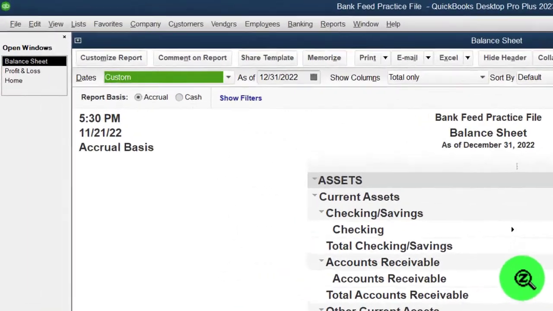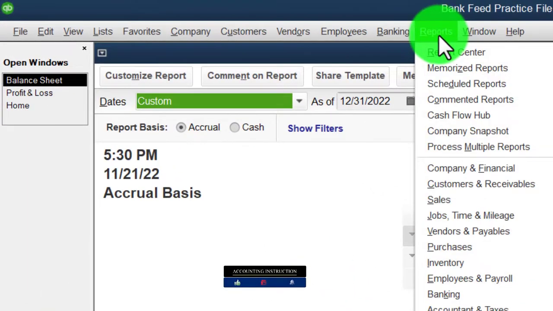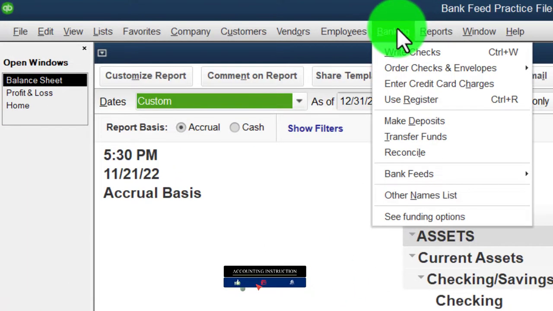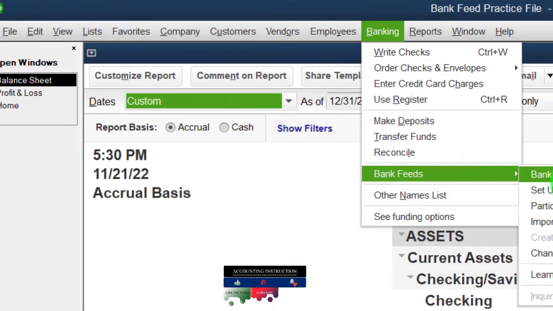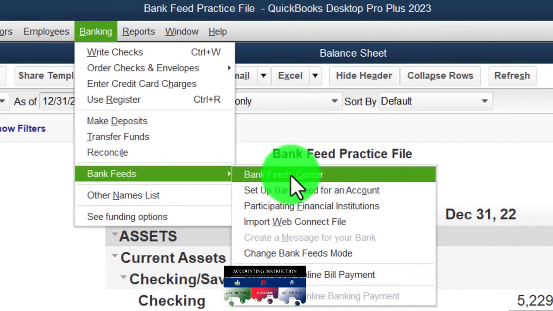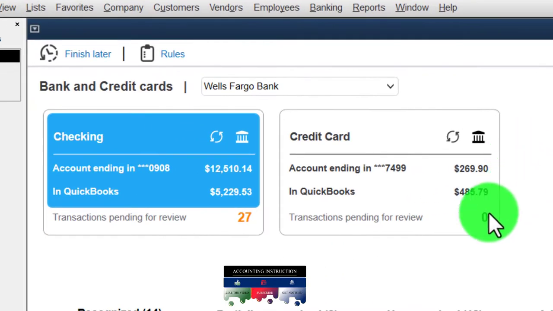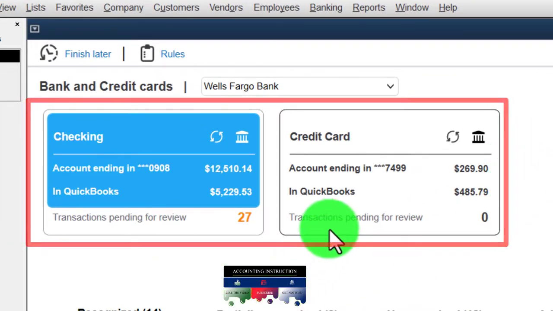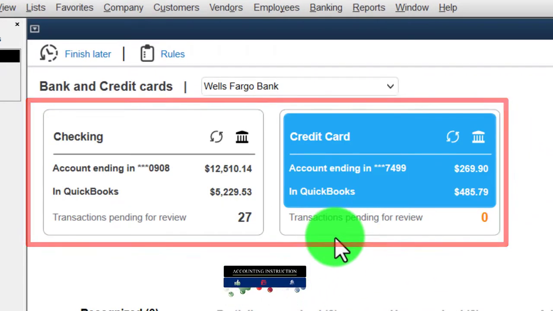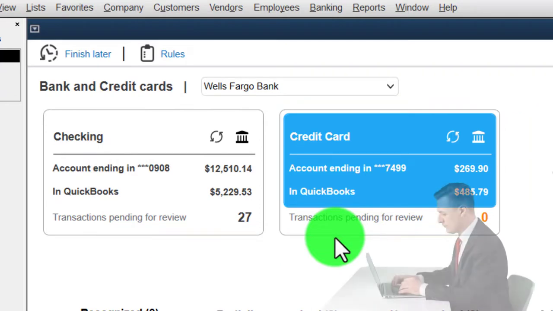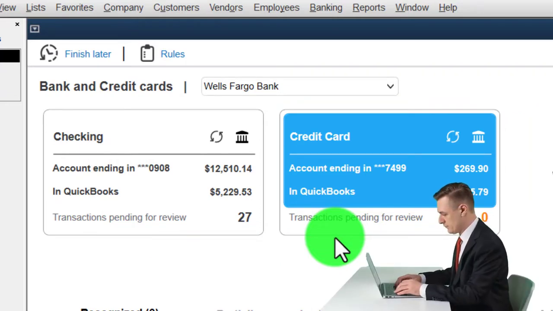Now we're going to open the bank feeds. Banking drop down, I should say. Bank feeds, we're looking at the bank feed center. Let's open that up. We've got the two items, the checking and the credit card, the one we've been working on lately. And we've entered the transactions from the bank. Now we're going to do the bank reconciliation process.